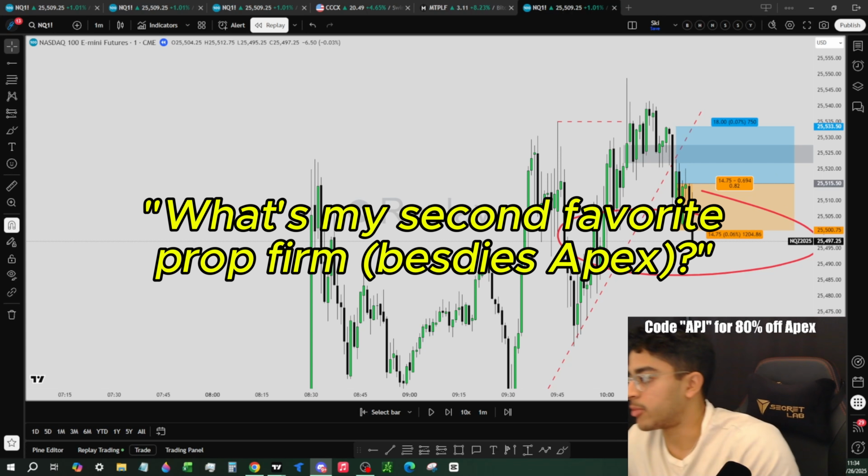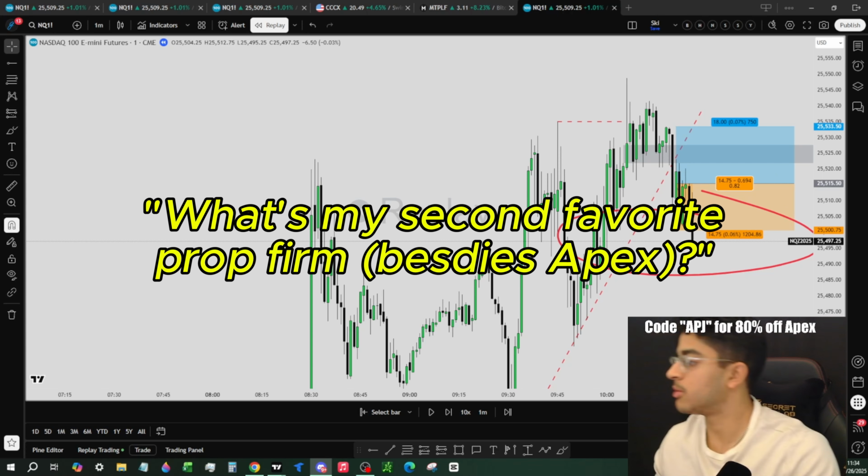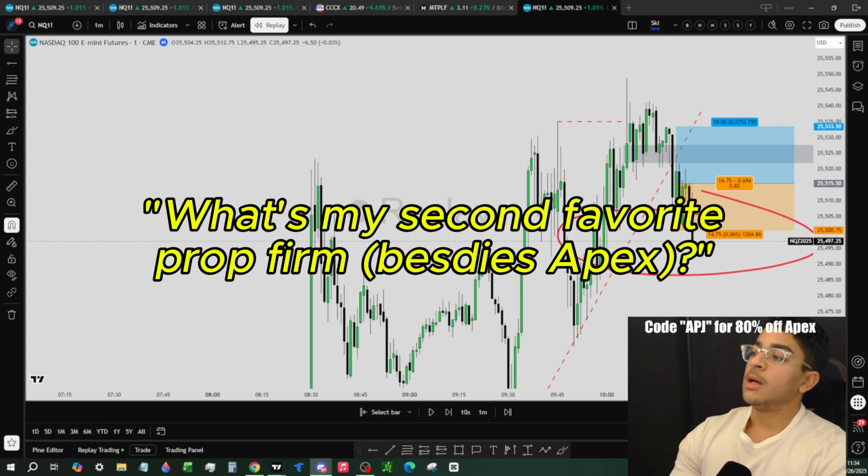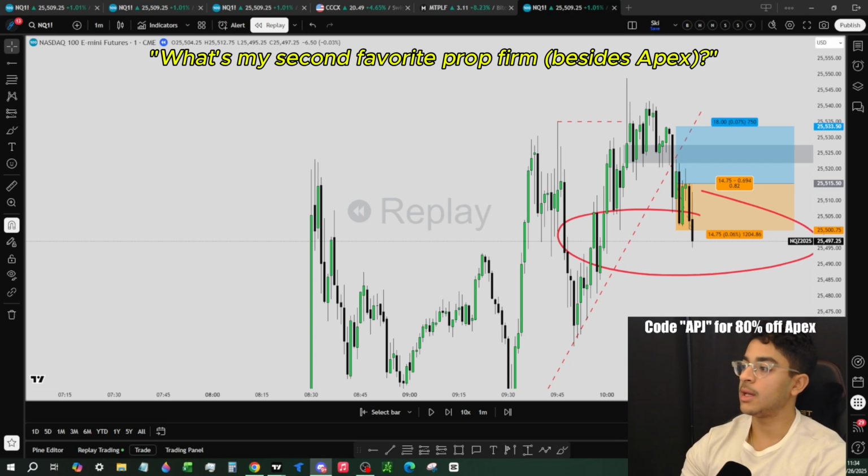What's my second favorite prop firm? Top One Futures, but my plan is to scale into them after I'm maxed out on Apex. As of recently, it's been Take Profit Trader. My focus has really been Apex. I don't really love TopStep. There's no real advantage for me, being that I scalp, right? I don't need end of day drawdown. That doesn't really do anything for me.